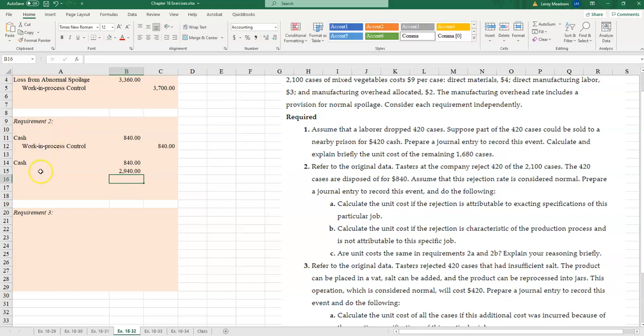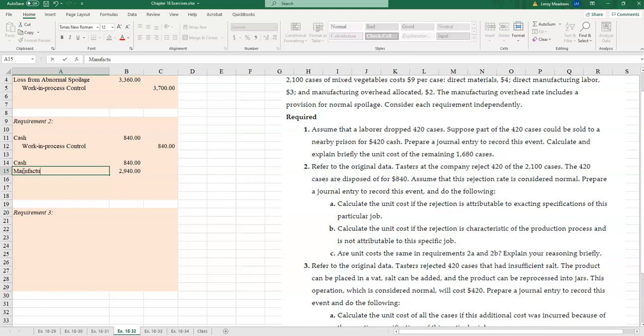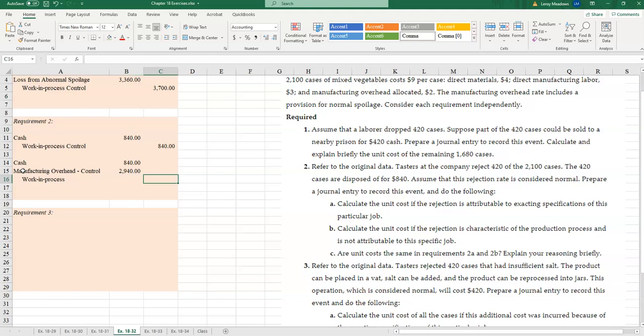But what do I charge it to? Well, because it's inherent in the production process and not because of that specific job, I'm going to charge that to manufacturing overhead. And then I'm going to credit work in process for the total amount of spoilage.